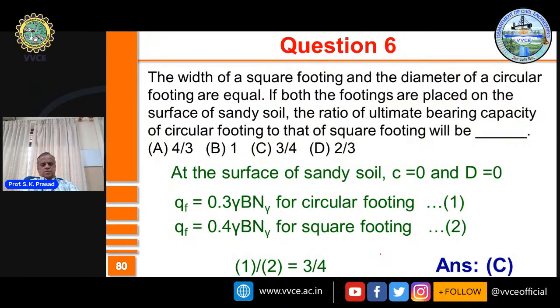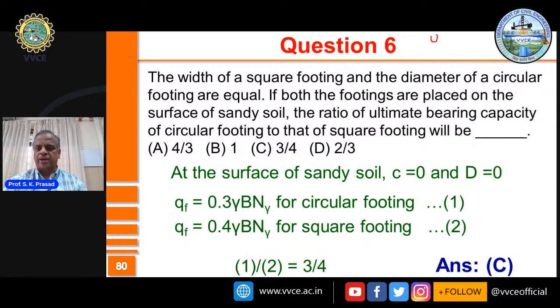Friends, let us go to the next topic. Next question. Width of a square footing and diameter of a circular footing are equal. If both of them are placed on the surface of sandy soil, please note, sandy soil, therefore C is 0, first term vanishes. If they are placed on the surface, depth is 0, second term vanishes. So, ratio of ultimate bearing capacity of circular to square footing.